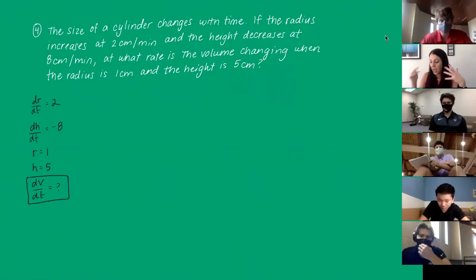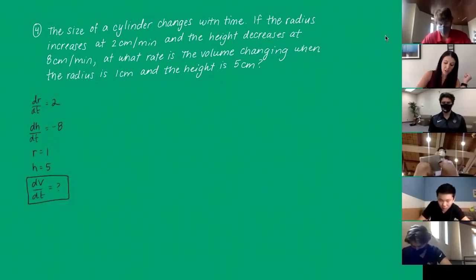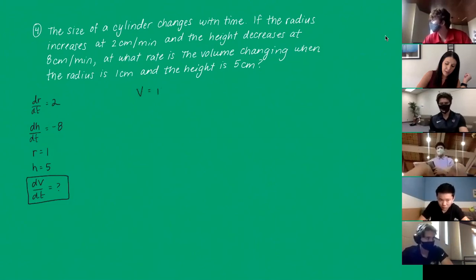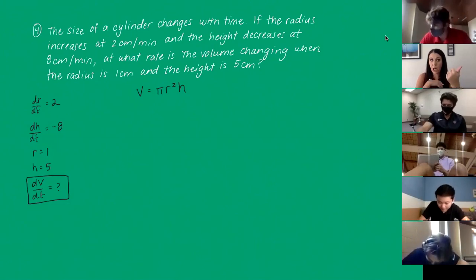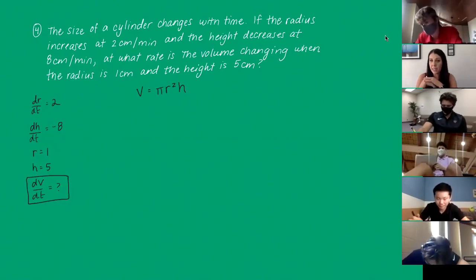What is the shape of the base of a cylinder, Mateo? A circle. A circle, right? So the area of the base, a circle, times the height. That's the volume of a cylinder. So a volume of a cylinder is pi r squared times h. We have a dr dt, we have a dh dt, we have a dv dt, we have an r and an h. We have almost all the information we're possibly going to need.